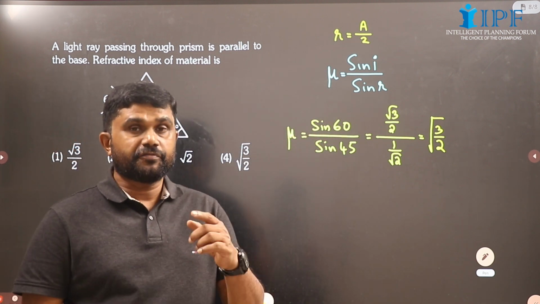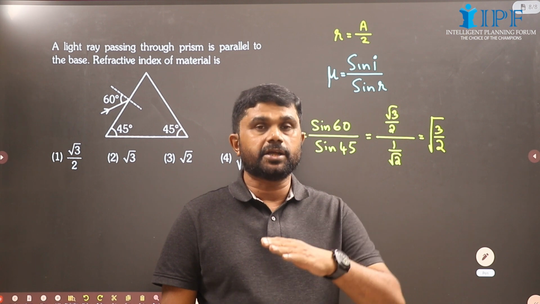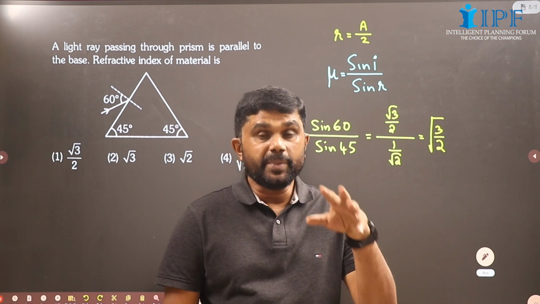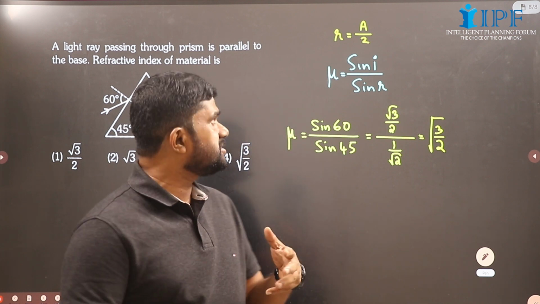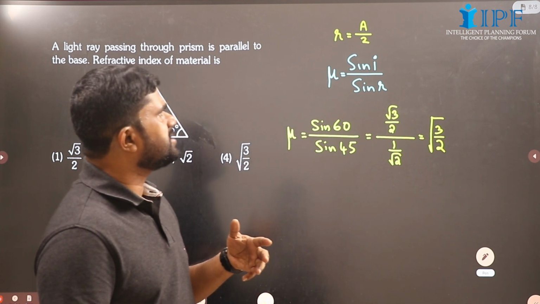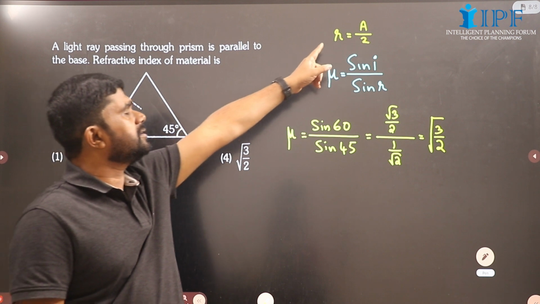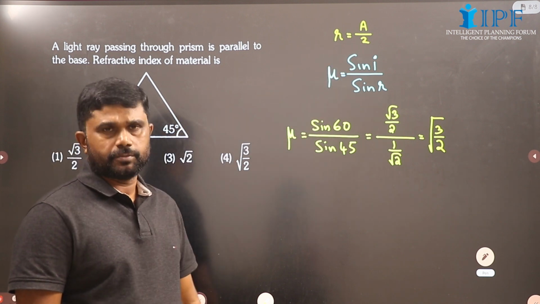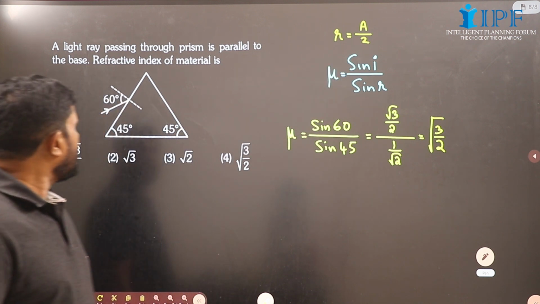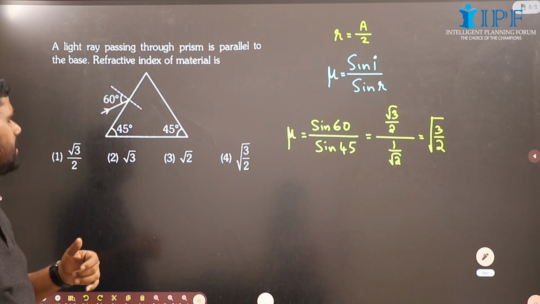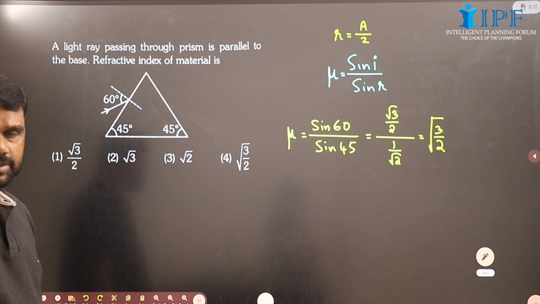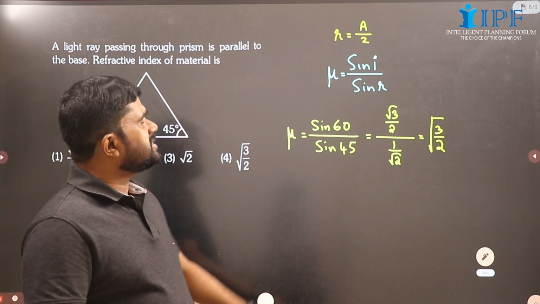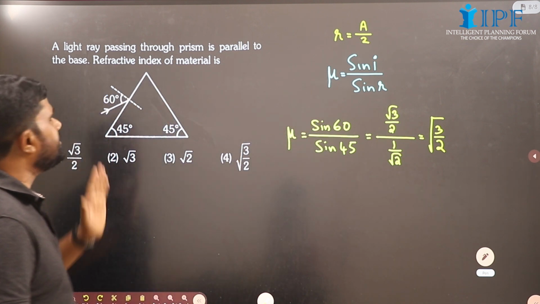When the refracted ray through the prism is parallel to its base, it is in minimum deviation position. When the prism is in minimum deviation position, we can say the angle of refraction equals A by 2. And A, the angle of prism, will be 90 degrees here. This is 45. And the angle of incidence is given as 60 degrees.